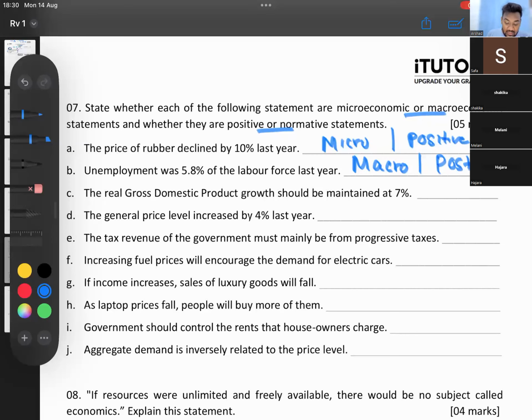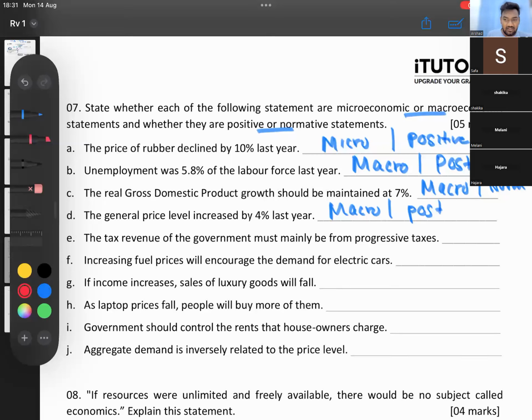Right. Next one. Real GDP should be maintained at 7%. Real GDP. Micro or macro? Macro. Should be maintained at 7%. Normative. Should be maintained. Normative. General price level increased by 4% last year. General price level, micro, macro? Macro. Increased by 4% last year, positive, right? It's a fact. Positive. Tax revenue of the government must mainly be from progressive taxes.